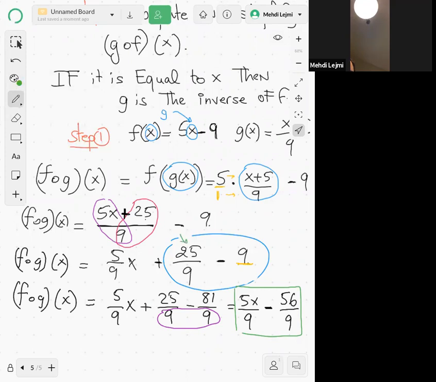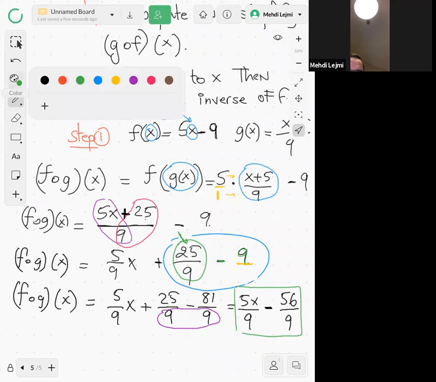So you see this fraction here, 25 over 9, minus 9, which is a whole number. So you have a fraction minus a whole number.